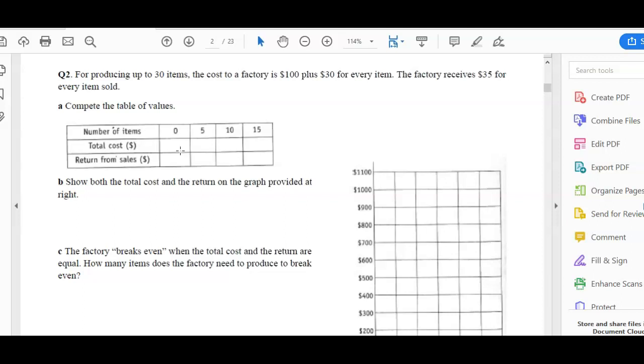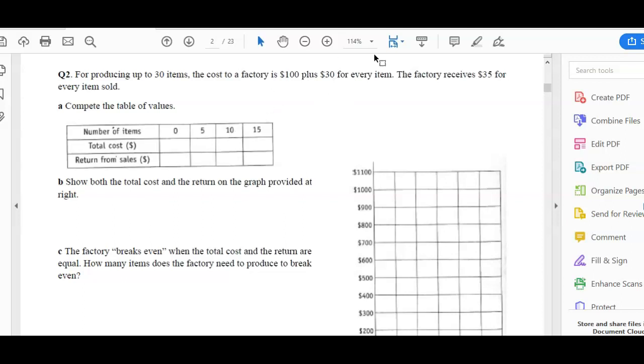Okay, so the total cost. If we've got 0 items, it's only going to cost the factory $100. So $100 goes in there. If there's 5 items, it's going to be $100 plus 30 times 5. So 30 times 5 is 150, and then plus that 100, so you should have 250. You can see I'm going up by 5 each time, so you're going up by $150 each time. So the next one, 10 times 30 is 300, plus 100 gives you 400.